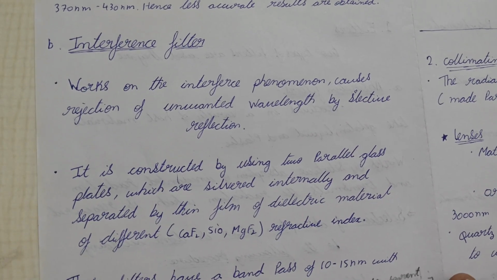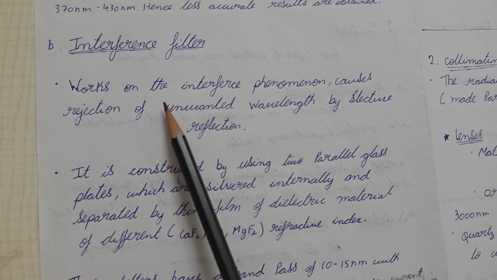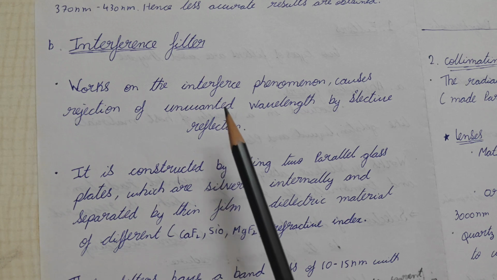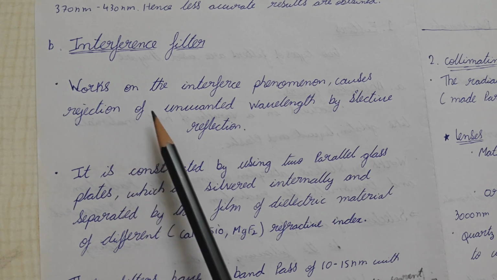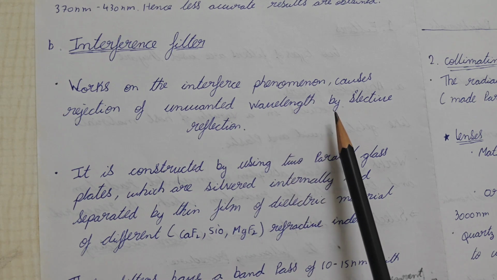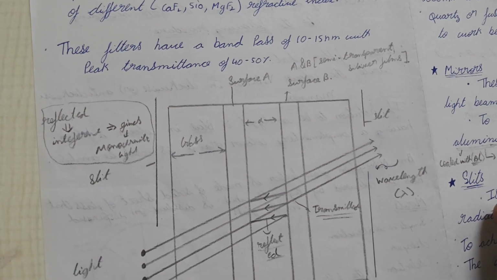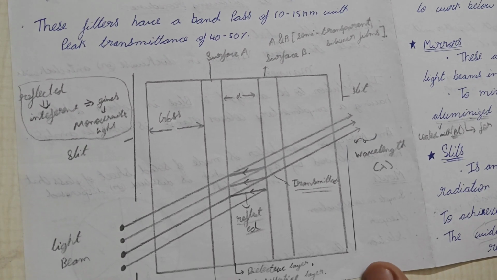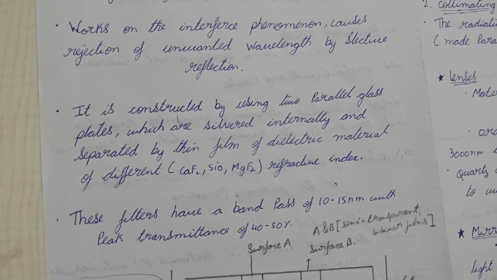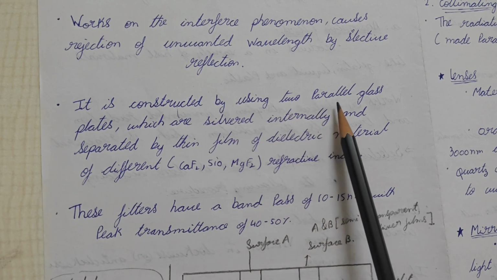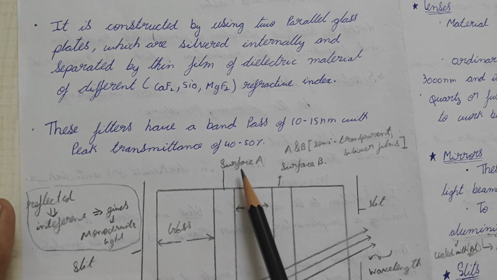Next, the interference filter works on the interference phenomenon. The main principle involved in this filter is the interference phenomenon, caused by rejection of unwanted wavelength by selective reflection. Here you can see in the diagram. First, just glance at the diagram once. Okay. Next we'll go. It is constructed by using two parallel glass plates, surface 1 and surface 2.